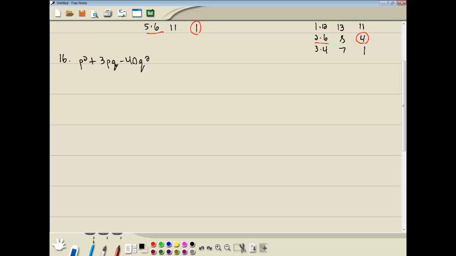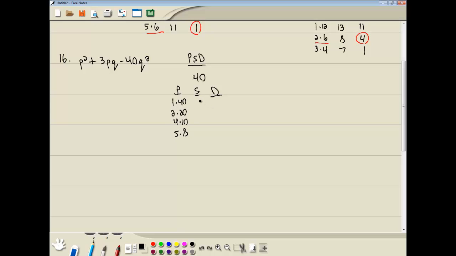Now, GCF, there isn't one. Grouping is for 4 or more terms, that doesn't fit. PSD: p squared, p, no number in front of our p squared. So that fits. This is another PSD. So we're going to take the number at the end, ignoring signs, so we work with 40. We'll write down all products that give us 40. We got 1 times 40, 2 times 20, 4 times 10, 5 times 8.